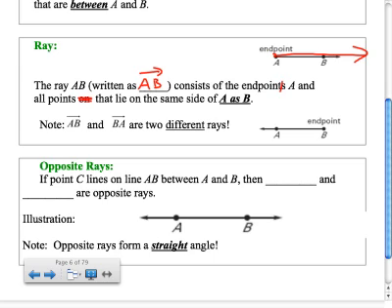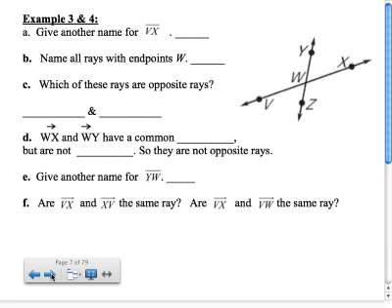Understand that. Opposite rays: if we have point C that lies on line AB between A and B, so it looks something like this, call that point C, it's between A and B. Then ray CA and ray CB are opposite rays. In other words, they go the exact opposite direction and have the same endpoint. They have to be exactly opposite directions though.